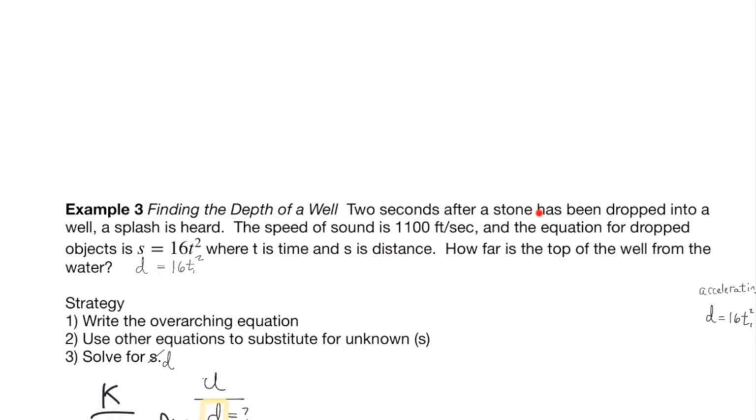2 seconds after a stone has been dropped into a well, a splash is heard. The speed of sound is 1100 feet per second, and the equation for dropped objects is s equals 16t squared, where t is the time and s the distance. How far is the top of the well from the water? Just for this particular problem, I'm going to change it from s. We're not going to use s, we're going to use d.